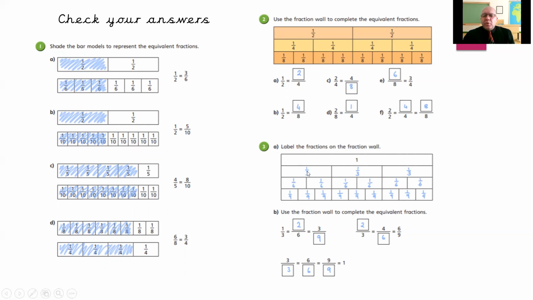Then labeling the fraction wall, you just need to look at those answers. We've got 3/3, we've got 6/6, and we've got 9/9. And that information will lead you to 1/3 is the same as 2/6 and 3/9. 2/3 is the same as 4/6 and 6/9. And 3/3 is the same as 6/6 and 9/9, which is equal to 1. Okay, well done if you've got those.